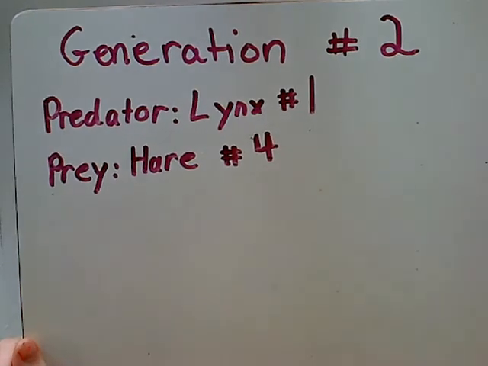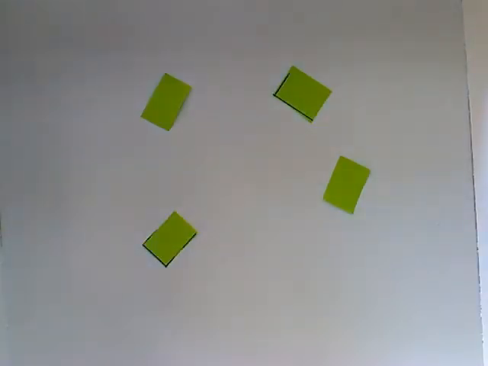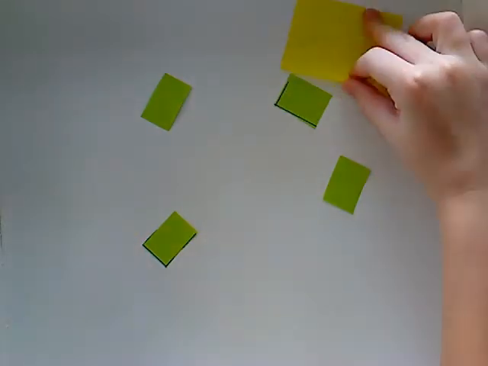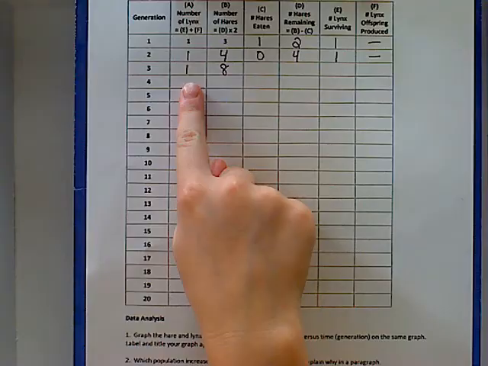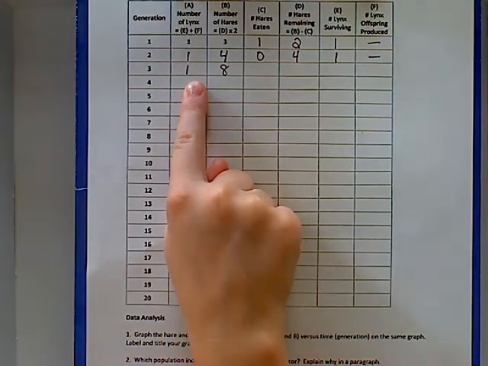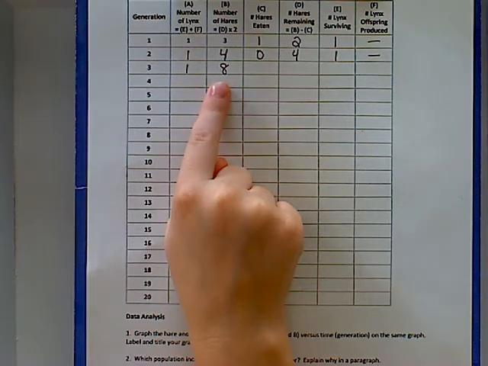So generation 2, again, 1 lynx and 4 hares, and we are going to throw the lynx in there and see if he catches any hares. None. He didn't catch any this time. So that means he didn't eat anything. He still survives, but he doesn't produce any offspring. And we are going to double the number of hares that are left in there. So now in generation 3, we have 1 lynx that's still surviving, and we have doubled the number of hares to 8.